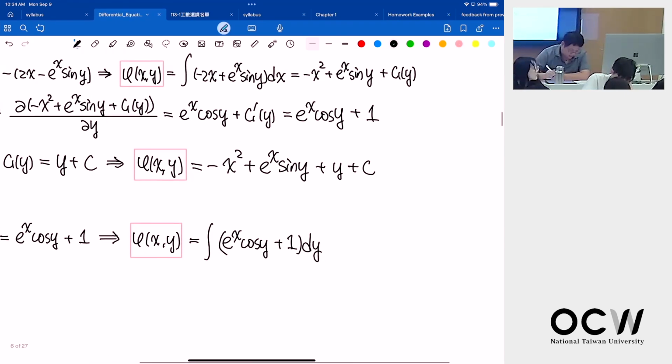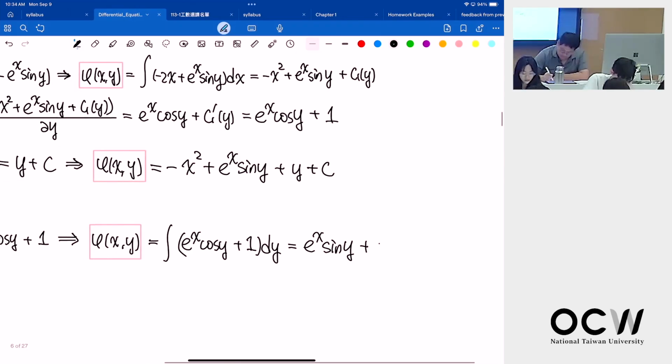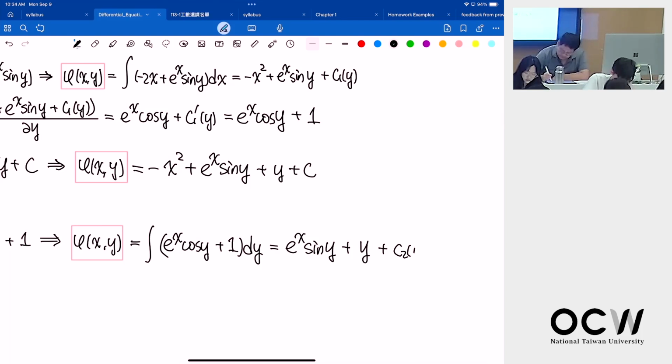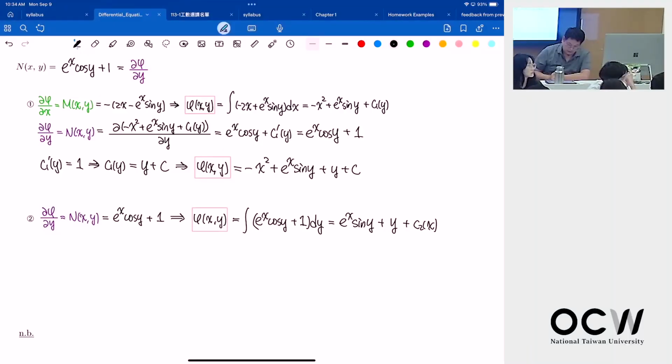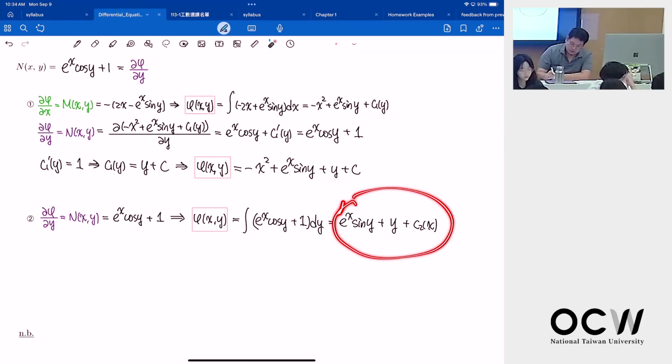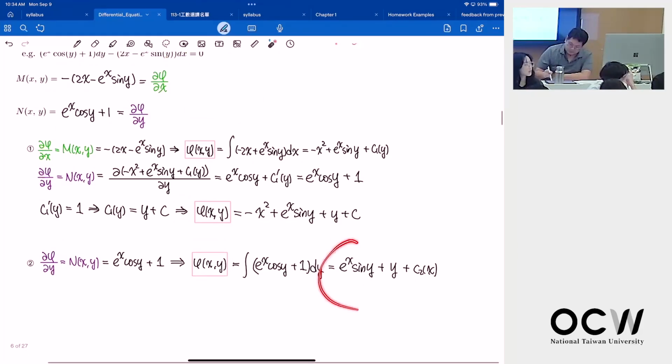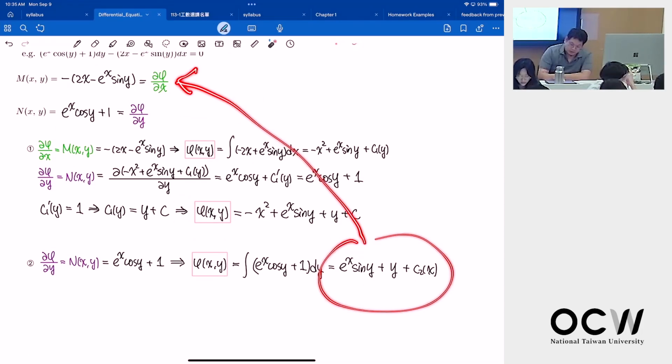Then you have e to the x sine y plus y plus a constant function of x. Okay? And then you can bring this potential function to the Green equation, with M.